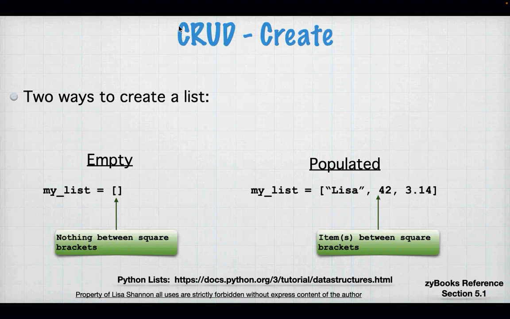So let's talk about lists and create. There's two ways to create a list. There's an empty list, which is just the open and closed square brackets. This is completely legal code, and you will use this a lot. And you will use it a lot because in your labs, especially this week, you're going to have to create an empty list and then populate it for different reasons. A populated list simply means you've got elements within the list, 1 to n elements, however many you want.